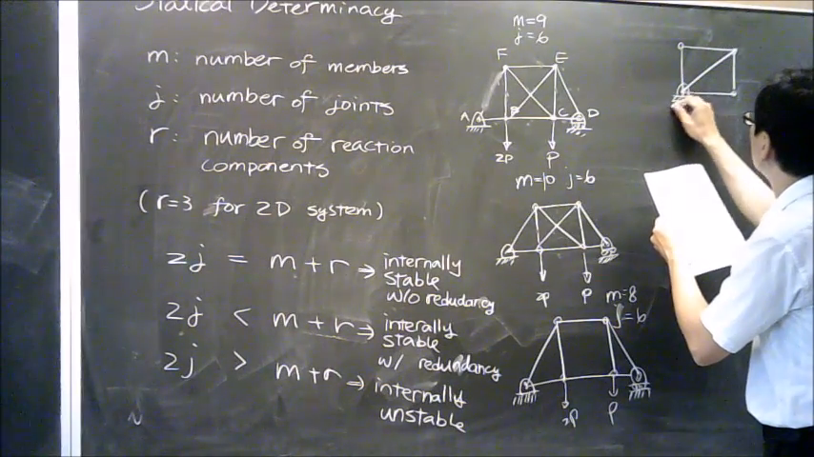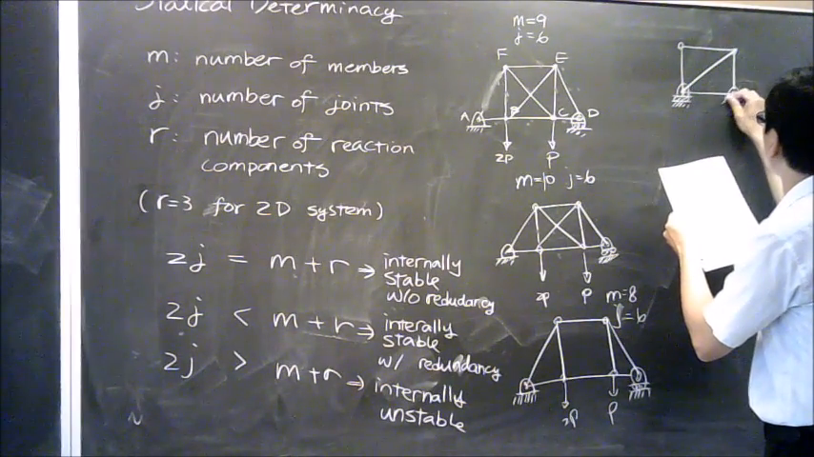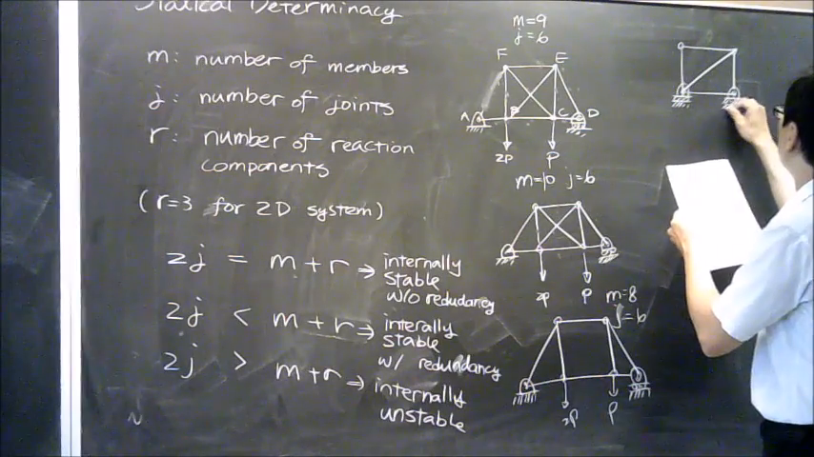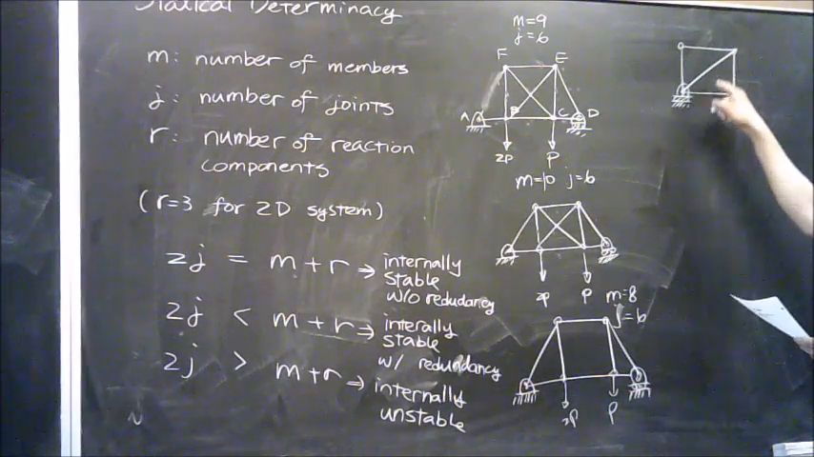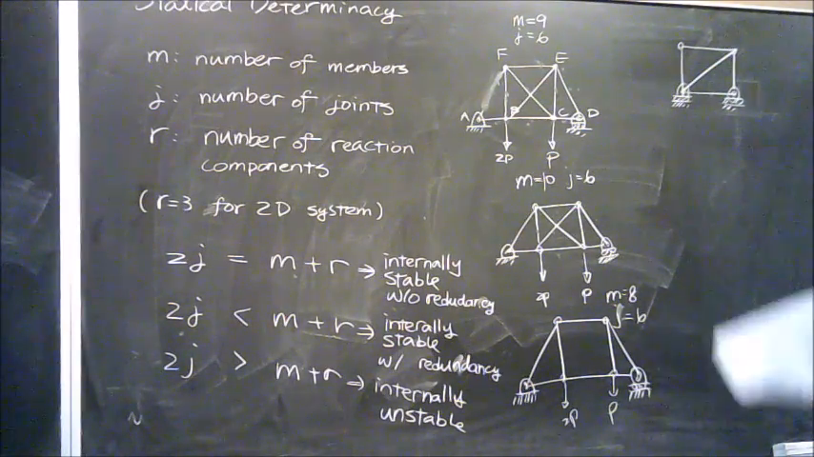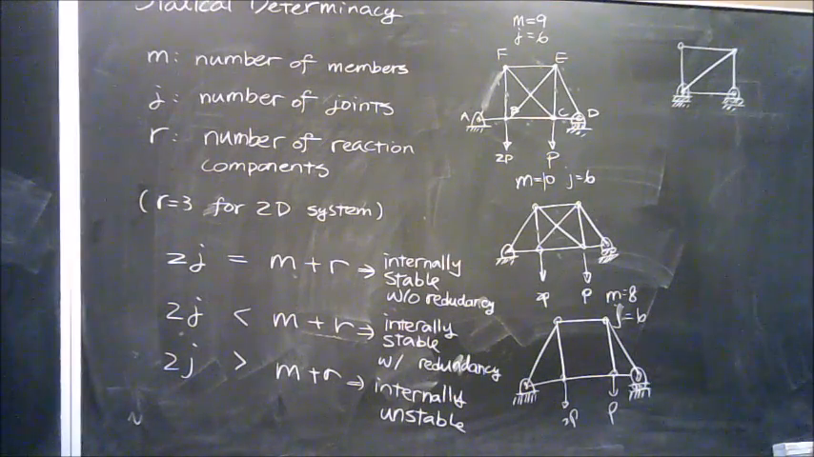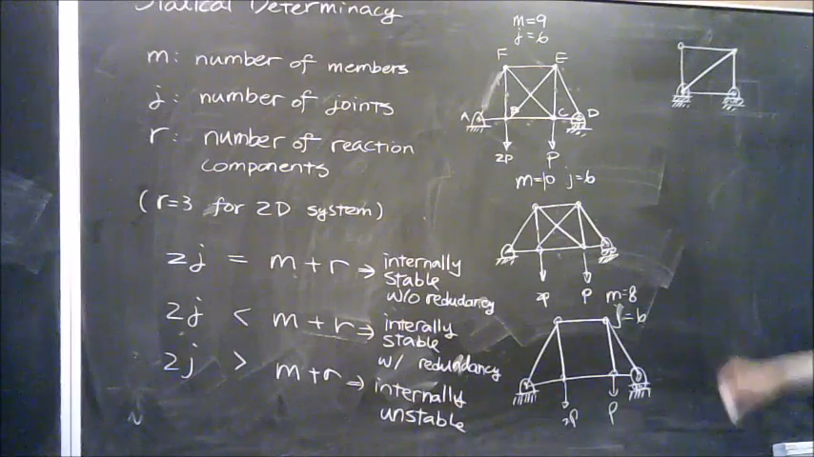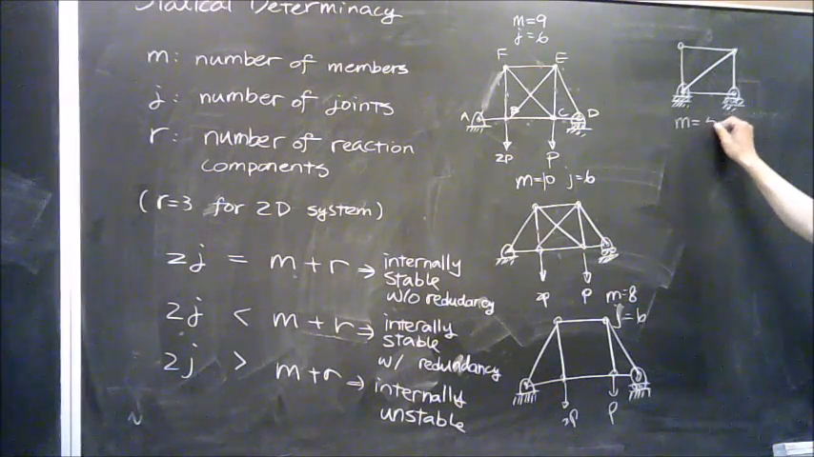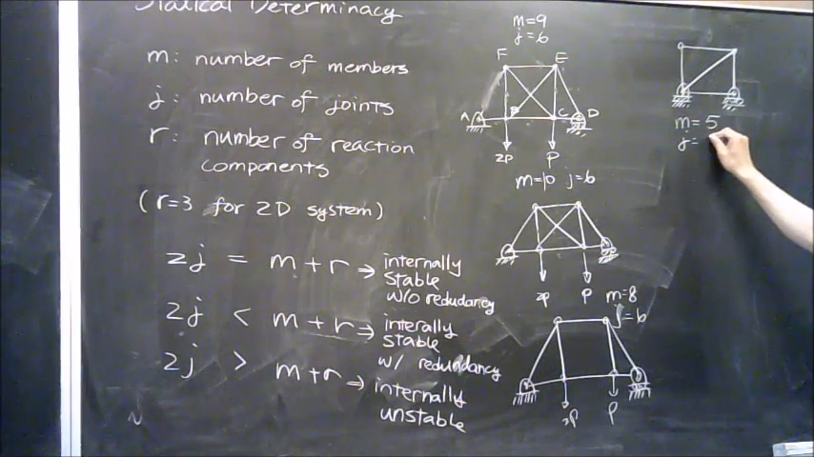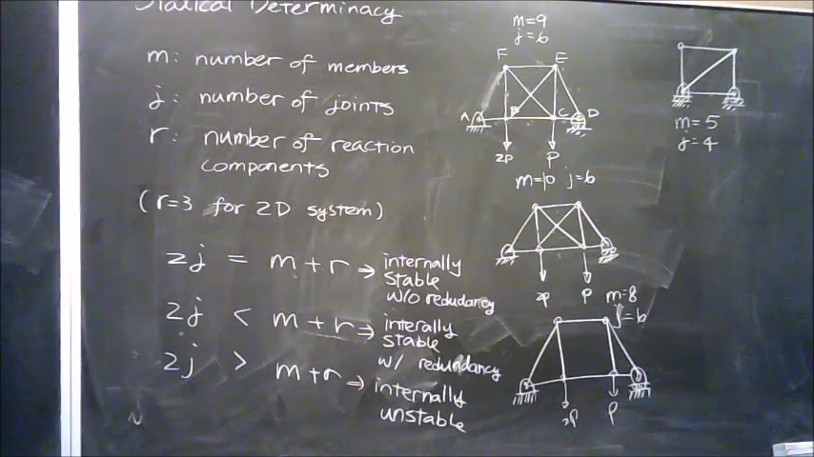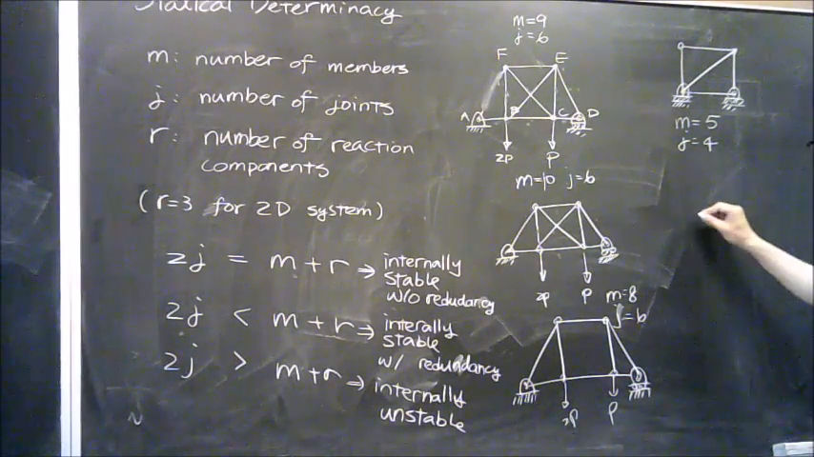How about this one? How many members do we have here? 1, 2, 3, 4, 5. 5 members. So how many joints do I have here? 4. So for this one, n equals 5, j equals 4. Is this internally stable or internally unstable? Stable. So without redundancy or with redundancy? Without. Okay.